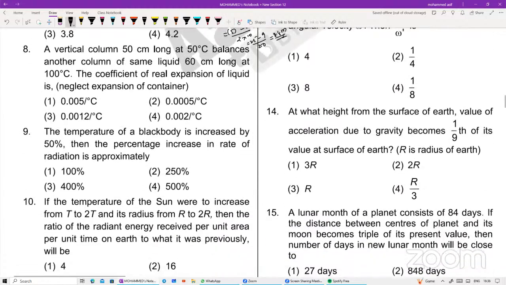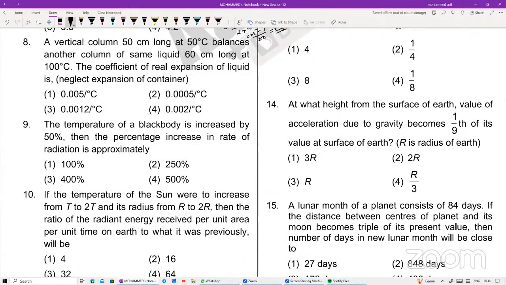Next question. A vertical column 50 centimeter long at 50 degrees Celsius balances another column of the same liquid 60 centimeter long at 100 degrees Celsius. The coefficient of real expansion of the liquid is? Neglect the expansion of the container. Very good question, but what is it saying?